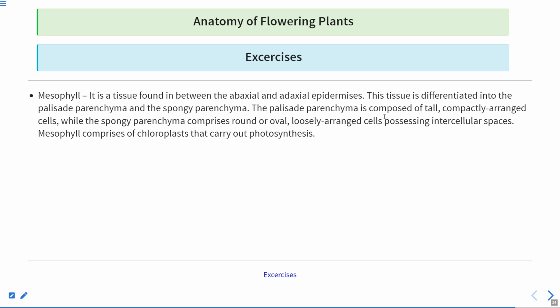So no intercellular spaces are present in the case of palisade parenchyma. The palisade parenchyma is composed of tall, compactly arranged cells, while the spongy parenchyma comprises round or loosely arranged cells possessing intercellular spaces. So many intercellular spaces are present, and mesophyll cells comprise the chloroplast and carry out photosynthesis. So these mesophyll cells are having a lot of chloroplast in them, so they can perform the process of photosynthesis. Okay.